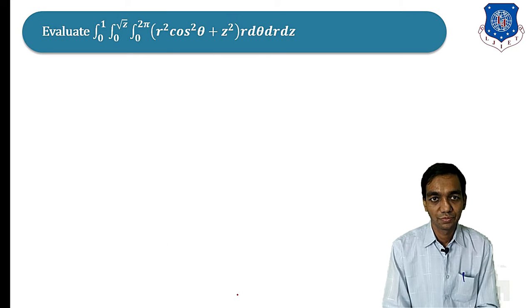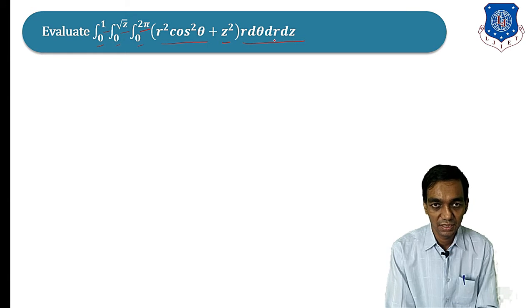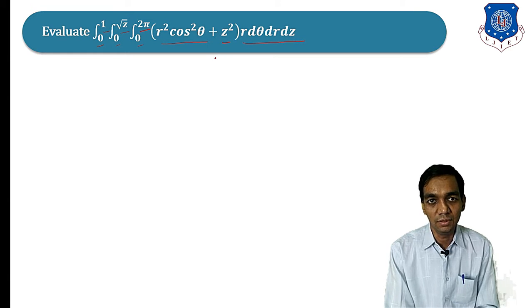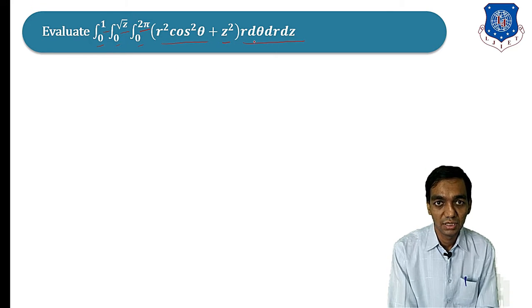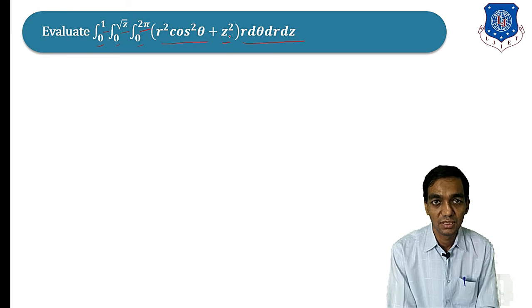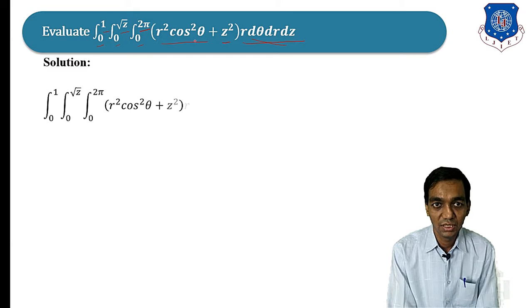Here we have taken a simple example. Evaluate the integration from 0 to 1, 0 to root z, 0 to 2 pi, of r square cos square theta into z square, whole into r d theta dr dz. Now see, the limits are already defined. The first limit is for theta, the second is for r, and the third is for z, because the order given is d theta dr dz, correct?